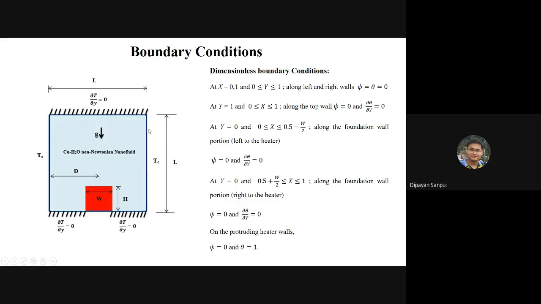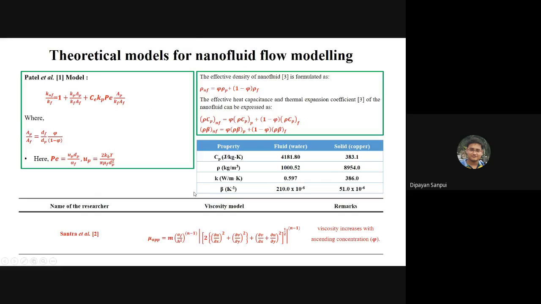So now, starting with the boundary conditions. This is the geometry I have considered, and you can see that the left and right walls of the enclosure are symmetrically cooled and kept at the environmental temperature. The top wall is totally insulated, and the bottom wall portions excluding the heater are insulated, and the heater surface is isothermally heated. You can see the boundary conditions over here.